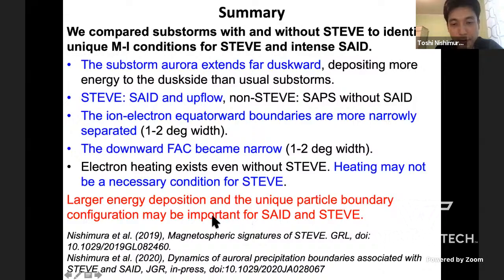And the bottom line I'd like to bring up is that so pretty strong energy deposition going on in the dusk side ionosphere thermosphere system. And the ring current ion structures is very different, and that could solve both SAID and Steve formation processes at the same time. That's it. Thank you.